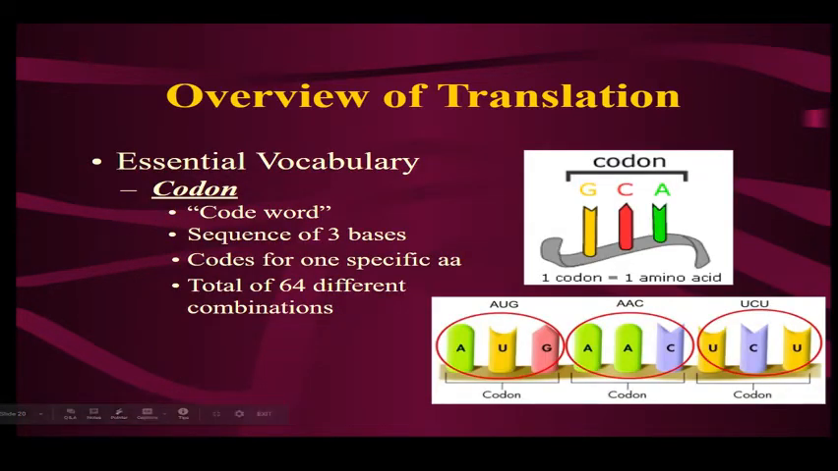In terms of translation, we also have some essential vocabulary. Codons are code words. A codon is a sequence of 3 bases, and it codes for one specific amino acid. So one codon, one code word, is the code for one amino acid. There's a total of 64 different combinations of bases to give us 64 different codons. And so you can see a couple of examples of codons that we have on this slide.